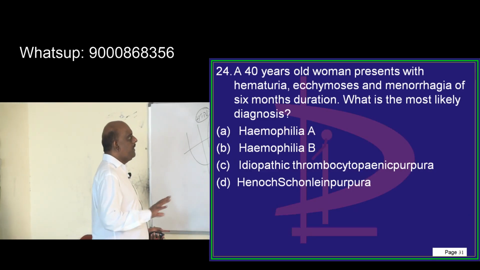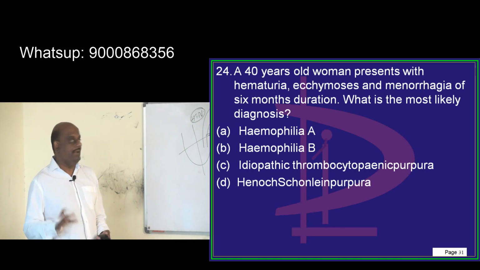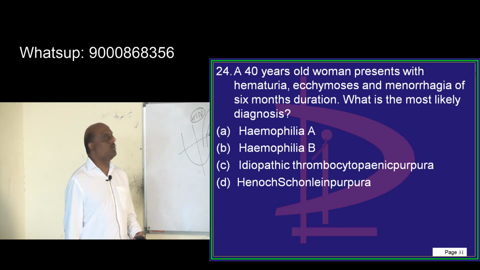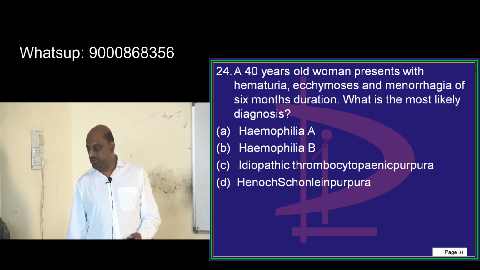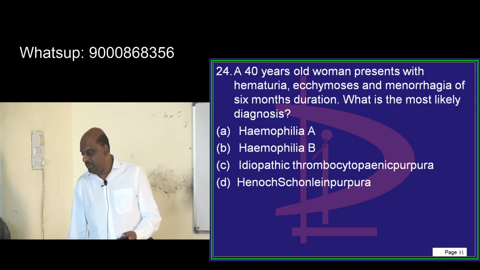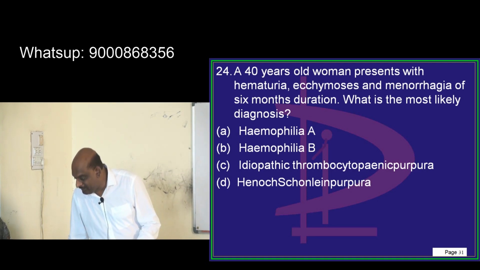40-year-old woman with hematuria, ecchymoses, menorrhagia. So, what is the most likely diagnosis? This question is also for sale. Shoot your answer, doctor. Question number 24. Let me check how good you are in this topic.